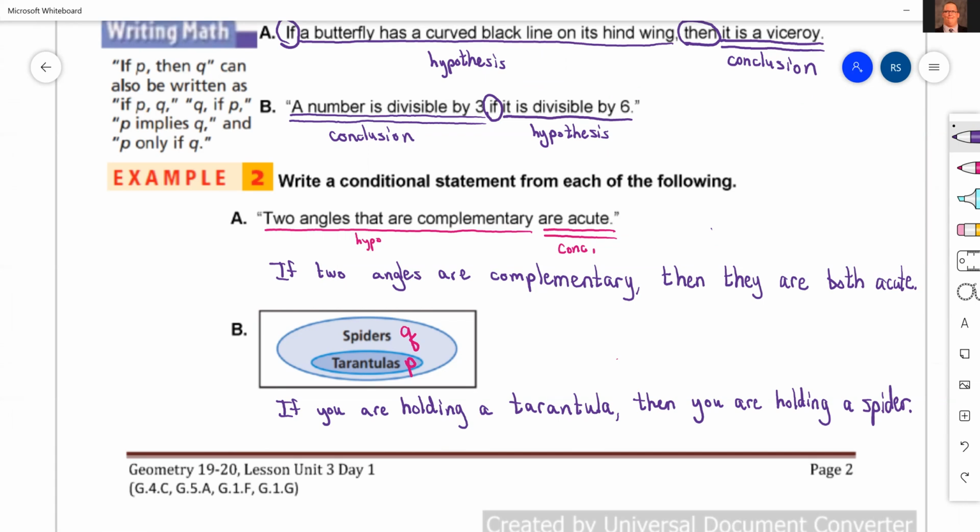Okay, so that's the basics of how we write conditional statements. Like I said, for day 2, we'll get into the nitty-gritty, all the different forms. But for now, I just wanted to touch on it. So this is the end of the notes. Stay tuned for the guided practice.